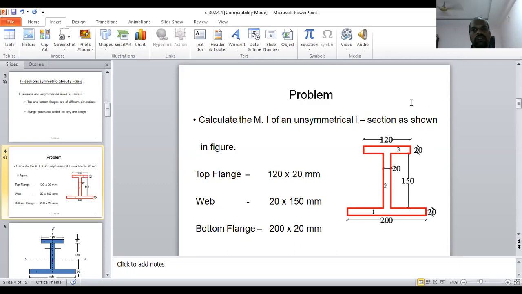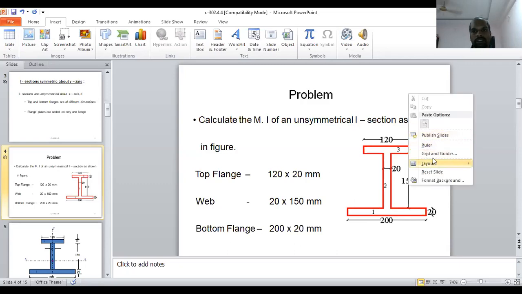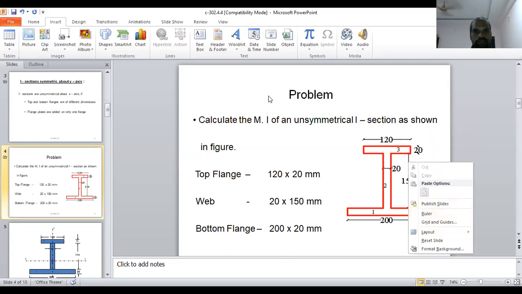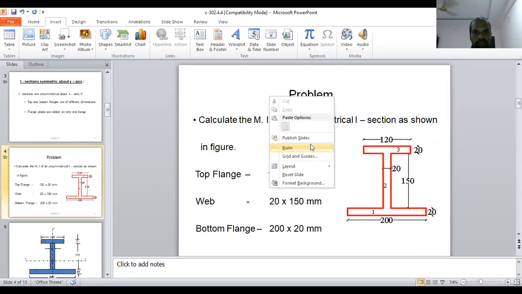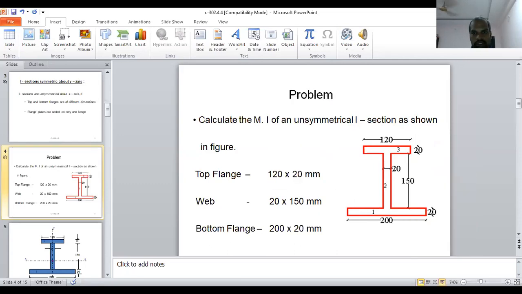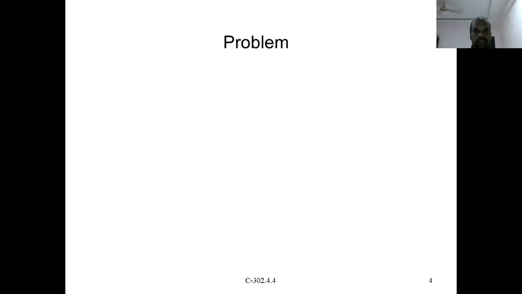So in this case, let's go full screen, so it will be clear.